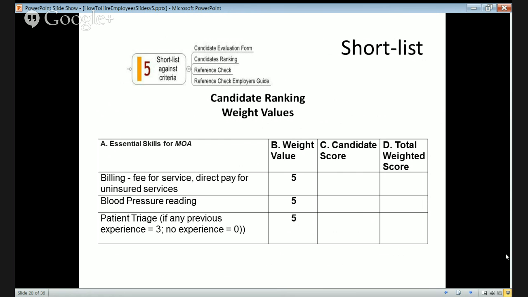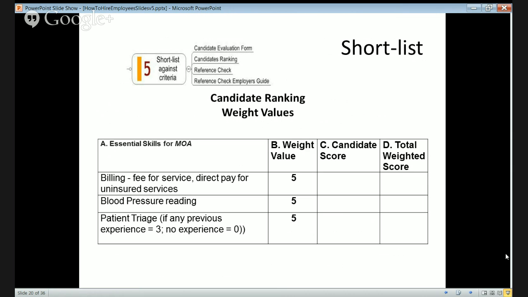So it's reasonably important that they have some previous skills. We've given that a weighted value of 5. We want the MOA in this practice to be able to do some initial triage, make sure that they've done blood pressure readings and temperatures and heights and weights and knows how to look after babies for the heights and weights and length measuring. So we've given those all a candidate weighting of 5.